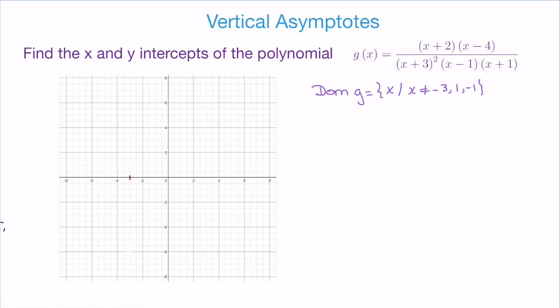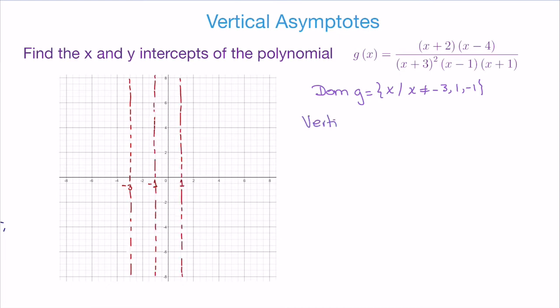One at negative 3, here, vertical asymptote right there. One at 1 and one at negative 1. The vertical asymptotes are x equals negative 3, meaning the line x equals negative 3, the line x equals 1, and the line x equals negative 1. Let's see now how the rational function approaches those 3 vertical asymptotes. Let's go one by one.